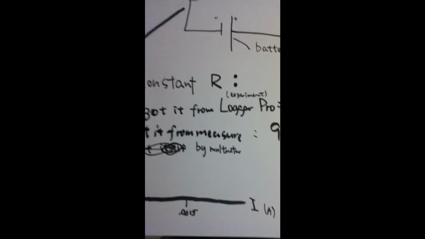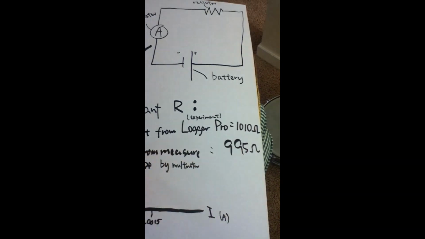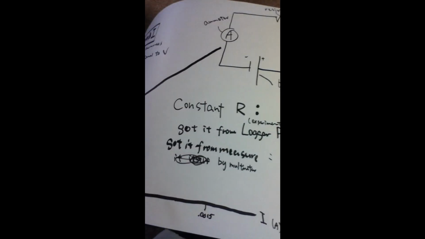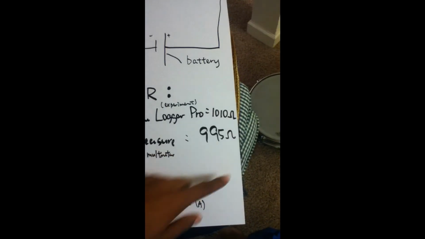All right, we got 1010 ohms from Logger Pro for the constant R, and we got 995 ohms by measuring directly from the multimeter.